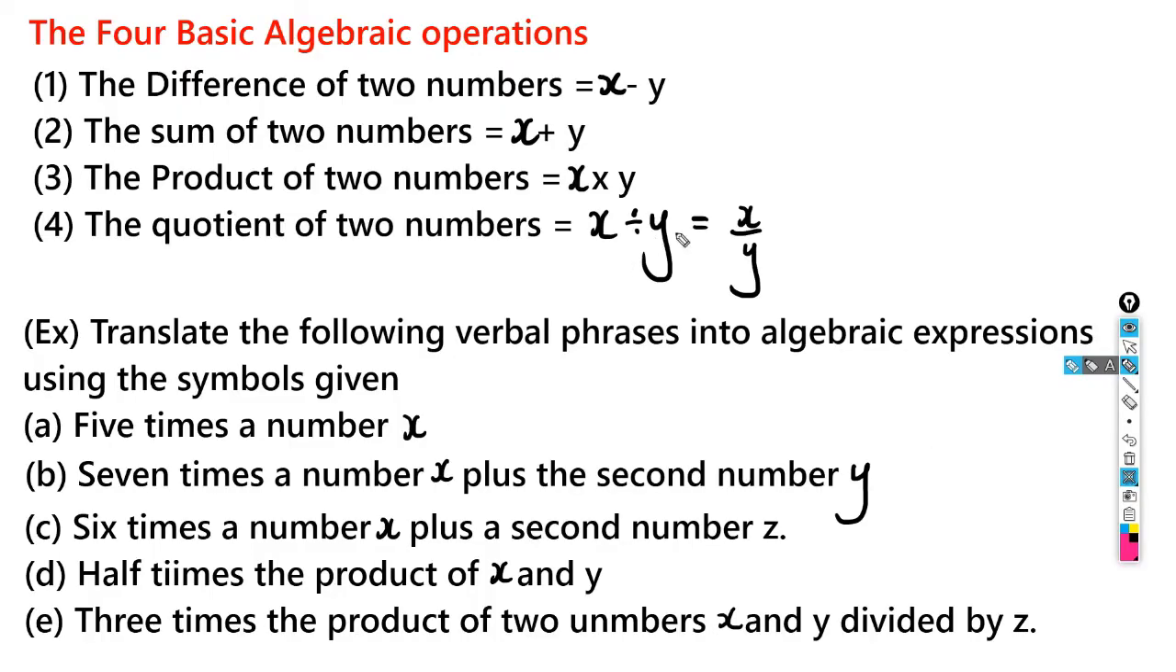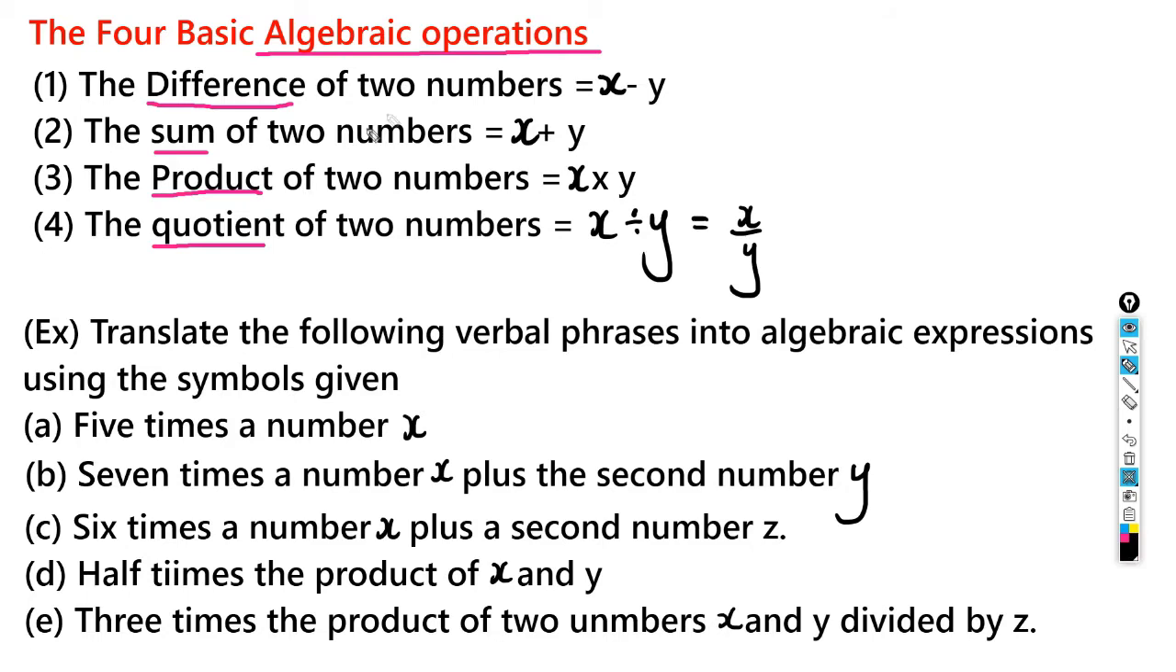Alright guys, so now we're looking at the four basic algebraic operations, which are the difference, which is subtraction, the sum, which is addition, of course, the product, which is multiplication, and the quotient of two numbers, which is division, right? So it's pretty simple.